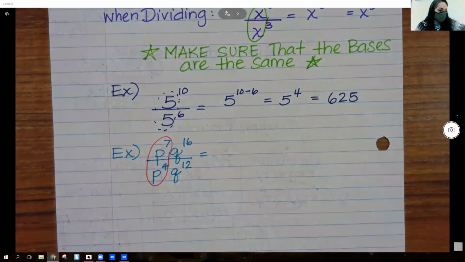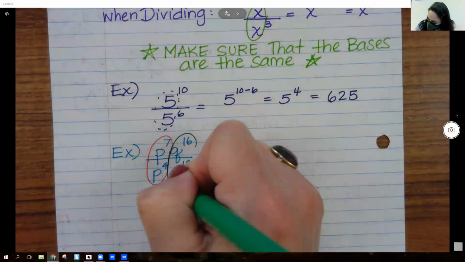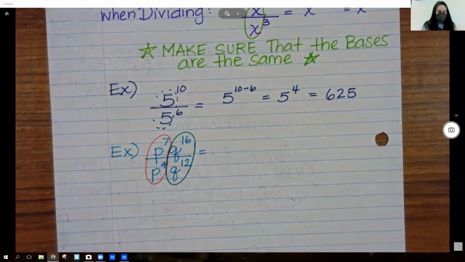And then I'll circle these q's to remind me that I'm working with the 16 and the 12, okay? This is definitely a unit that I love to use a lot of color with. So if you have different color pens or markers, dig them out and use them, because it'll help you with your homework and on a test.